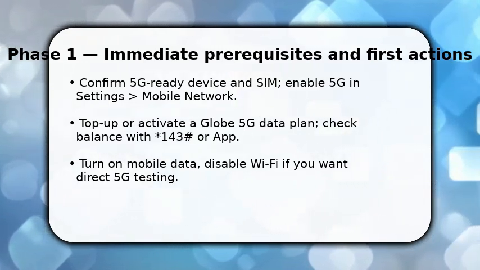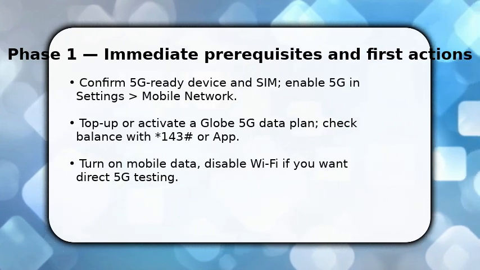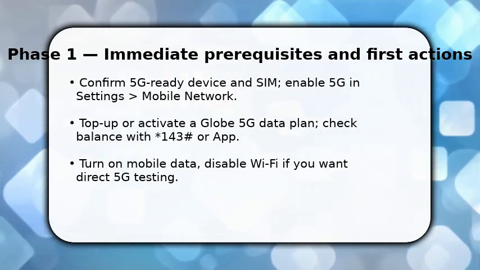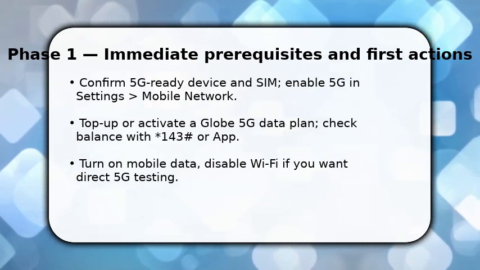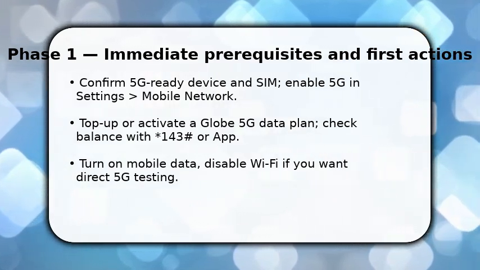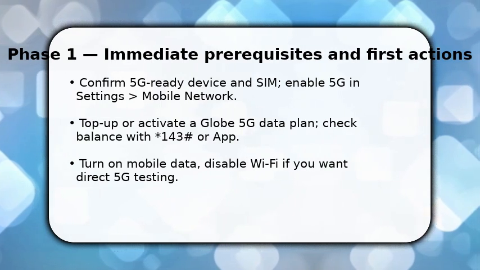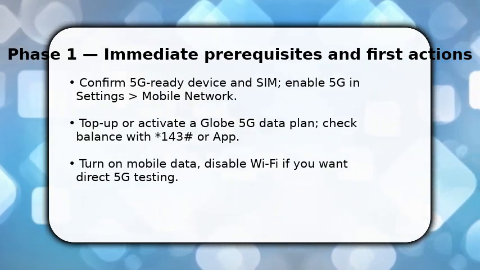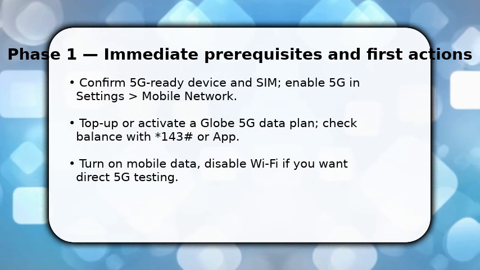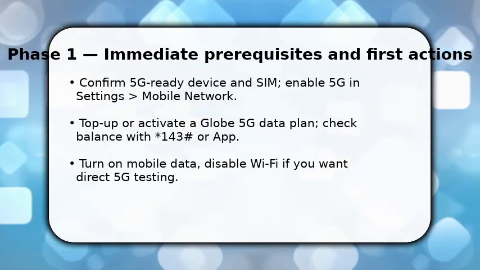Once done, subscribe or reload a Globe 5G data plan via the Globe One app or *143# and verify your data balance. Finally, turn on mobile data and disable Wi-Fi to test pure 5G performance. This gets you into the network quickly and reliably.